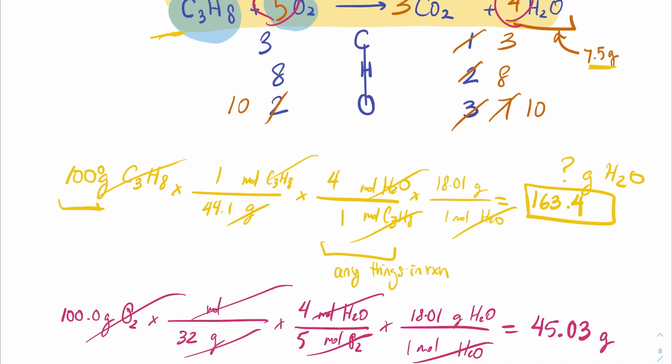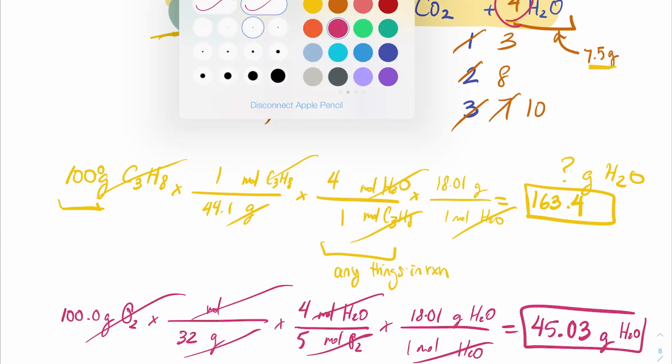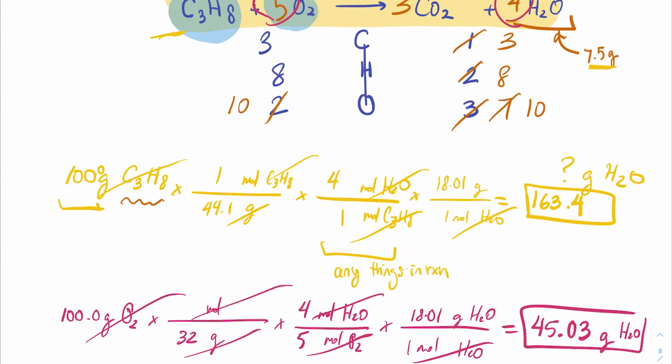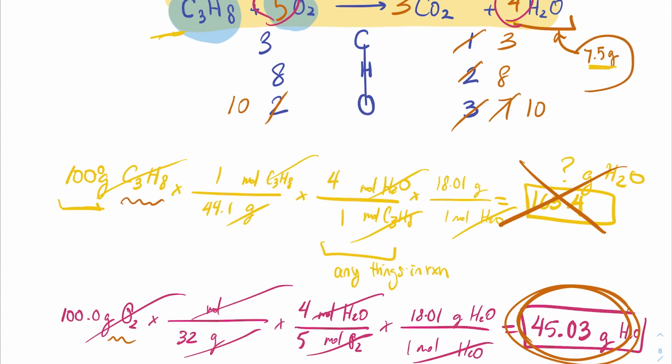45.03 grams of H2O. Alright, so which one of these is limiting? They both have 4 sig figs, but which one is limiting? The propane or the oxygen? Right, it should be that the oxygen is limiting because you cannot actually make this much water. There wasn't enough oxygen for that. So you should have made 45.03. In real life, you made 7.5, so something went wrong there. Gotta practice some lab skills.